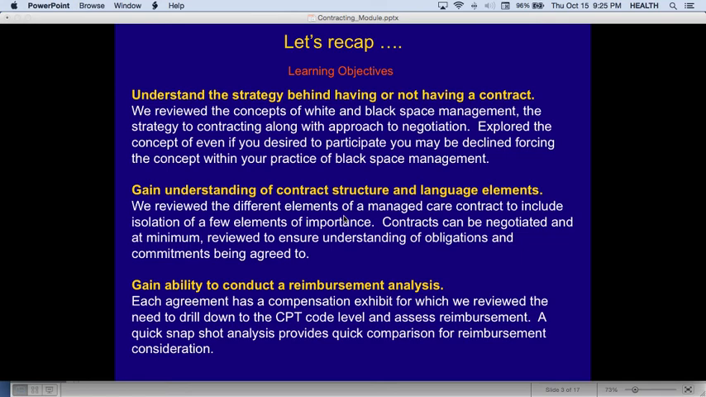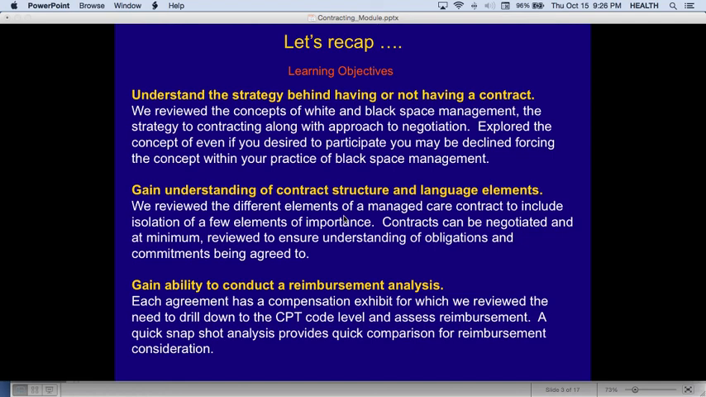And then we looked at the reimbursement analysis, which really isn't an analysis. Maybe I need to rephrase that a little bit. But it's to bring appreciation for what the value is of the service you're rendering, and is it worthy of you to even consider being in the network. And don't forget, it's okay to say no.